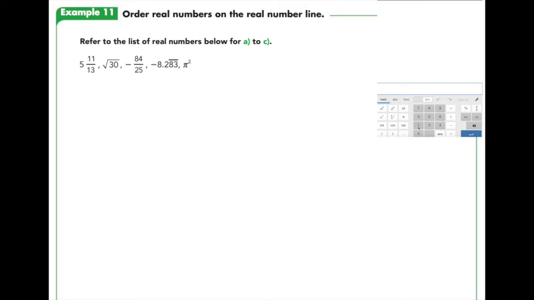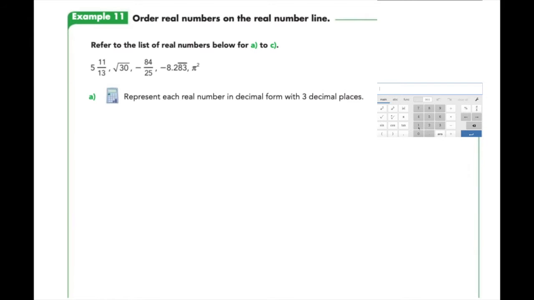We're going to be looking at ordering real numbers on a real number line, and we're going to be using the irrational numbers and rational numbers listed below. So there is a group of real numbers listed below, and those are the numbers that we will be ordering. We're going to first start by representing each real number in decimal form with 3 decimals. So we'll round to 3 places. That's what we're going to end up doing.